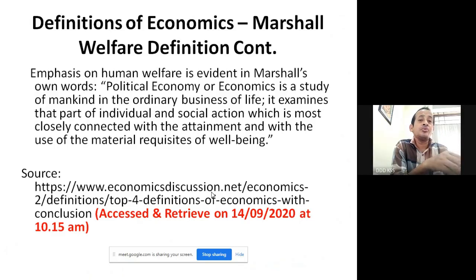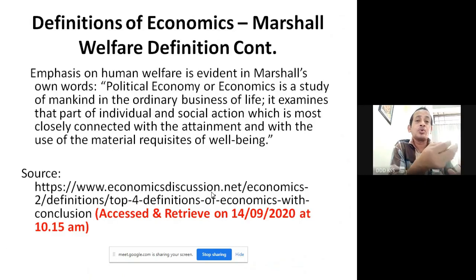Political economy or economics is the study of mankind in the ordinary business of life. It examines that part of the individual and social action which is most closely connected with the attainment and with the use of the material requisite of well-being. Material requisite for well-being. If we talk about human welfare or human well-being, there will be a need for materials, like goods which are being produced for consumption purposes.